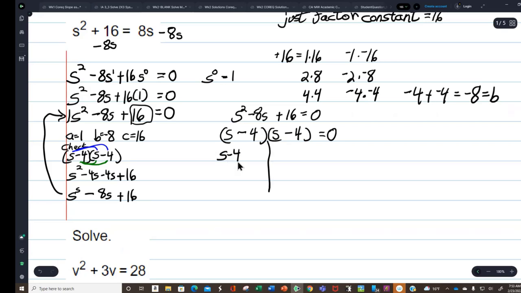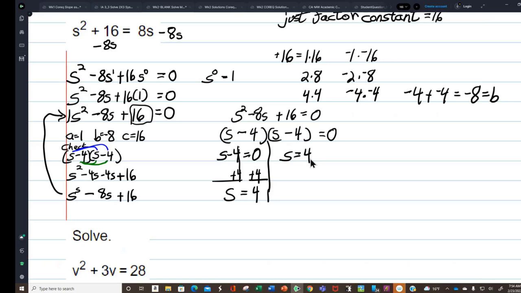Okay, now S minus 4 equals 0. Add 4 to both sides. Negative 4 plus 4 is 0, so I'm left with an S. And 0 plus 4 is 4. And since this is identical, I'm going to get S equals 4 over here as well. Now watch this. We have 1 solution.